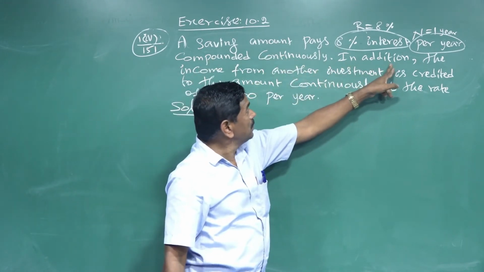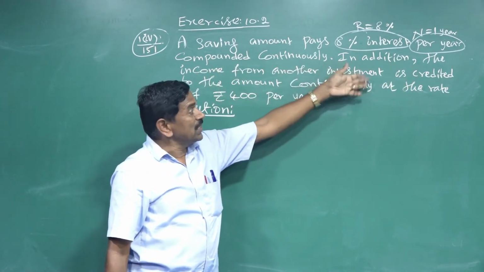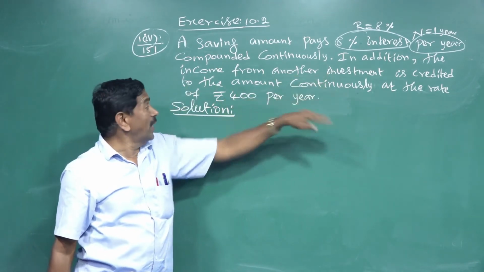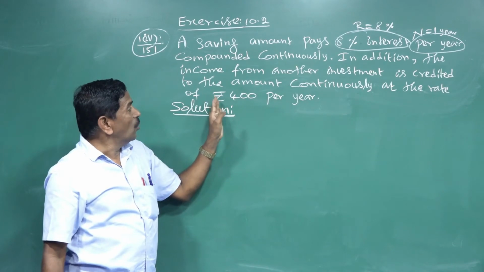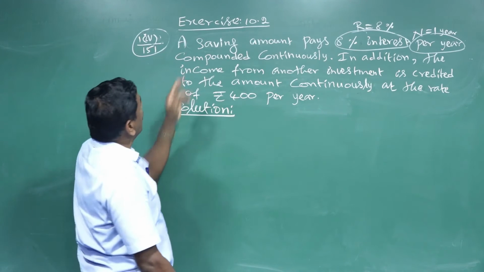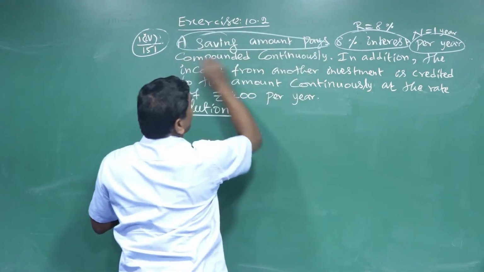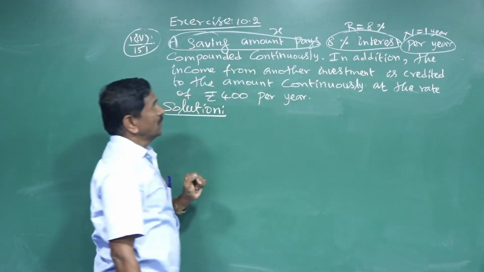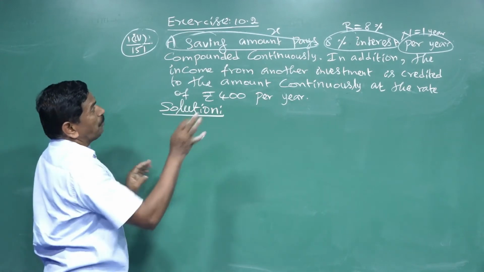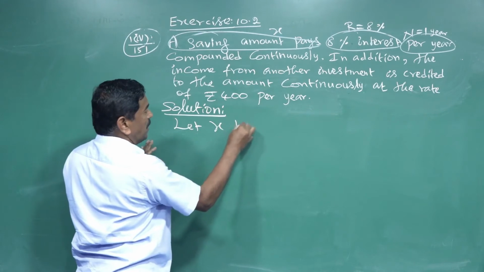In addition, the income from another investment is credited to the amount continuously at the rate of rupees 400 per year is the question. Here, a saving amount, listen, let X be the saving amount. That means, let X be the principal. Step 1, let X be the principal.